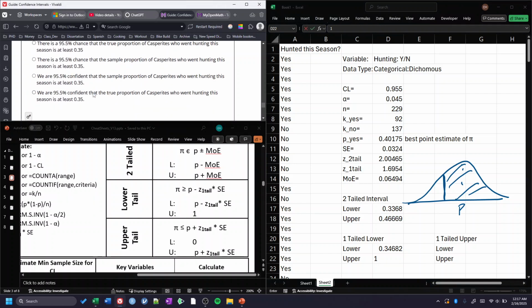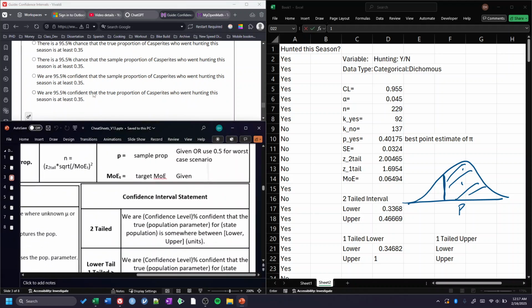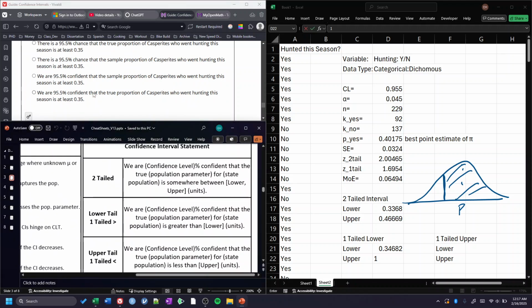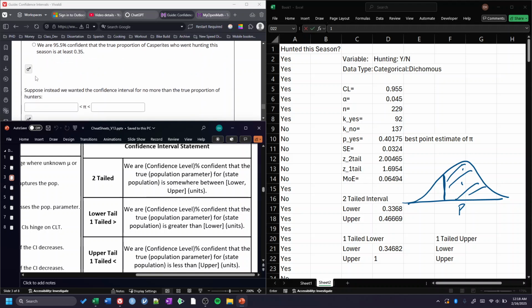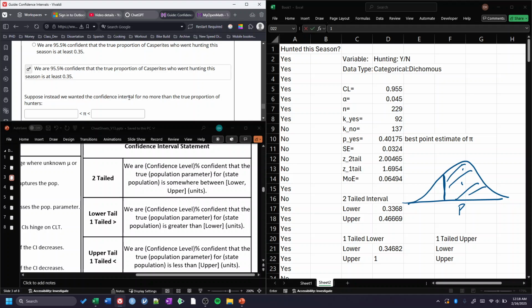And if we select the appropriate decision, if we go down and look at the lower tail option, we are 95.5% confident that the true proportion of people who lived in Casper who went hunting this season is greater than 34, like 35% if we round up to 2 decimal places. And we can see the right answer right there.